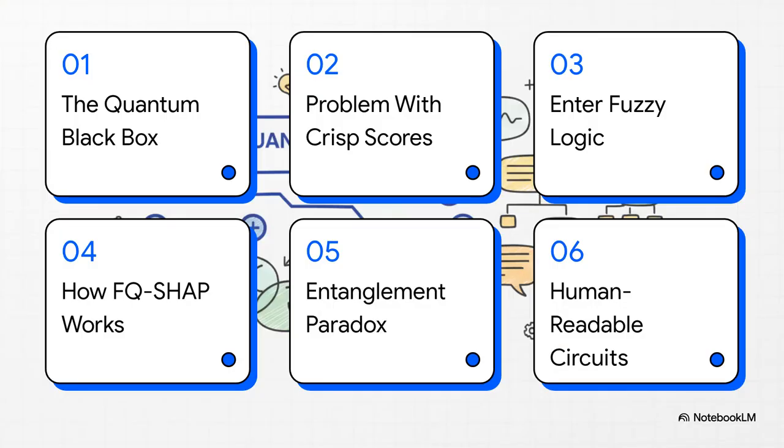Here's our roadmap for today. We're heading to 1. The quantum black box. 2. The problem with crisp scores. 3. Enter fuzzy logic. 4. How FQ-SHAP actually works. 5. Solving the entanglement paradox. And we'll wrap up with 6. Human-readable quantum circuits. Let's get right to it.